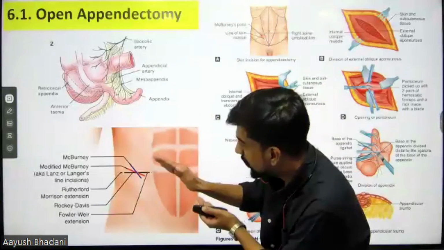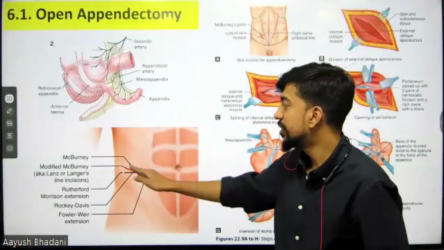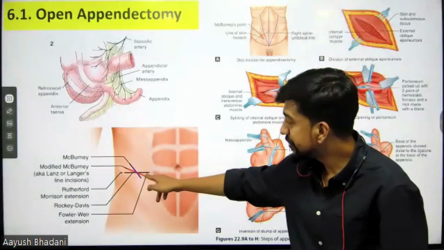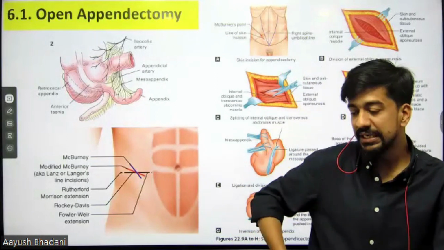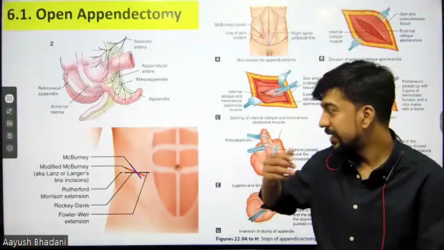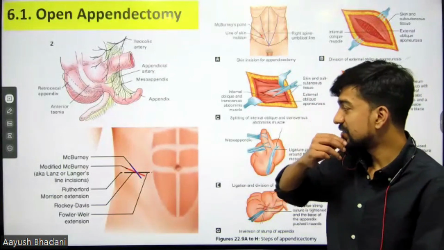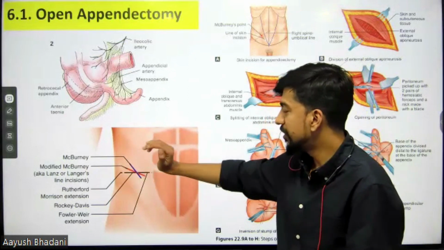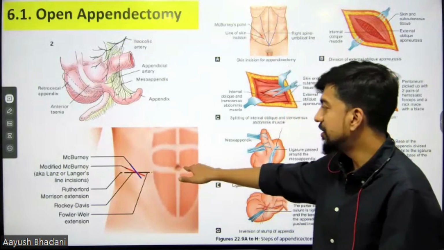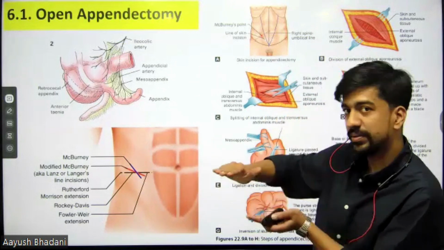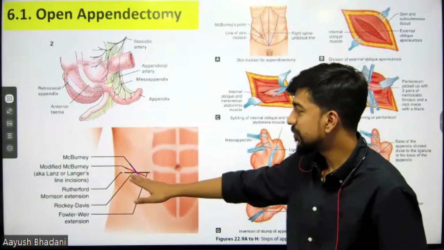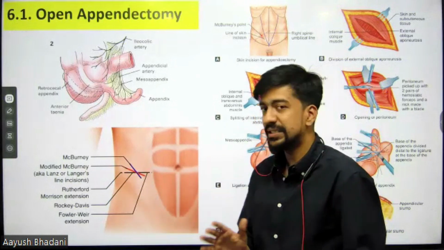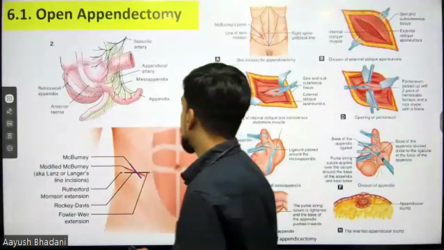Just tilt it a little bit down, and it becomes a Lanz incision or the modified McBurney's incision. Why? Because what was seen is this Lanz incision is almost similar to the skin crease, so it is cosmetically better. But then there was someone known as Rutherford Morison and Rocky Davis. What they said is, I won't do this, I'll just put an incision parallel to the body. You understand, right? So this is the Rocky Davis. Just remember, there's the McBurney's and the Lanz incision or the modified McBurney's, and there's a Rutherford Morison extension. Just remember the few names, you're good to go.